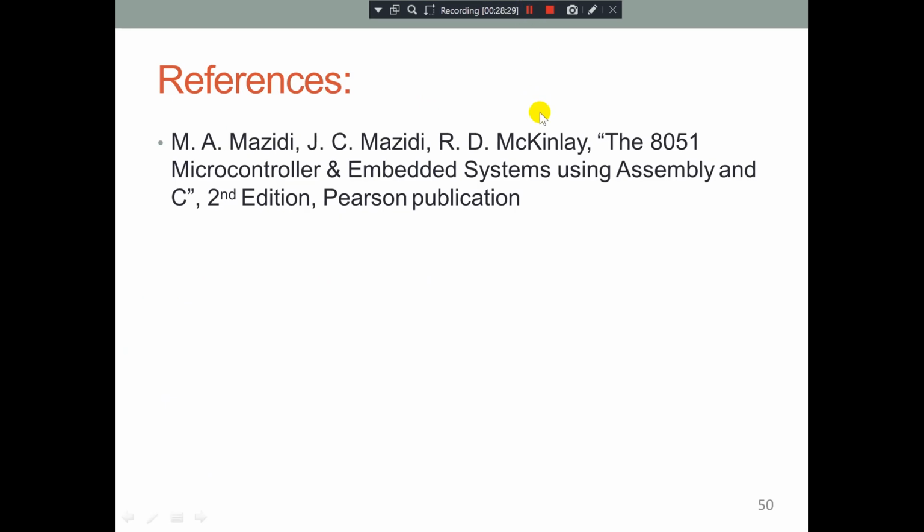Kindly refer to this textbook. It is very good for both instruction set and interfacing, everything. That is Muhammad Ali Mazidi, The 8051 Microcontroller and Embedded Systems Using Assembly and C. It is the same book I referred to, and it is a very good book. Kindly refer to this book for any further clarification. There are a lot of programming examples, so it is very easy to understand. Both C and assembly language are there. So go through this.